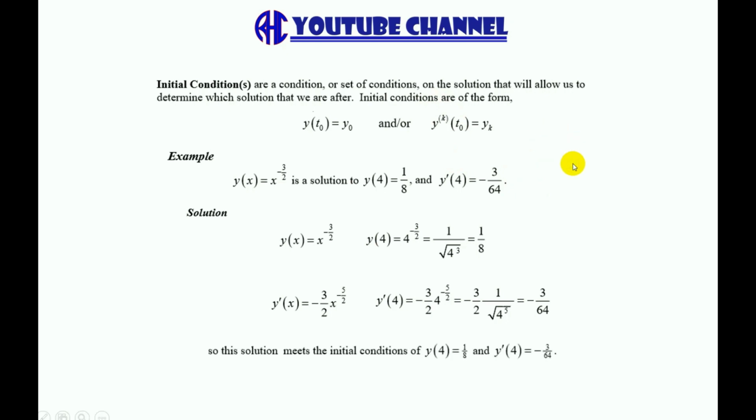Okay, ito pala. Wait lang. Mayroon pa yung conclusion natin. Okay, so, yung conclusion natin, so this solution meets the initial condition of this condition. Initial condition. Okay. So, yan lang.